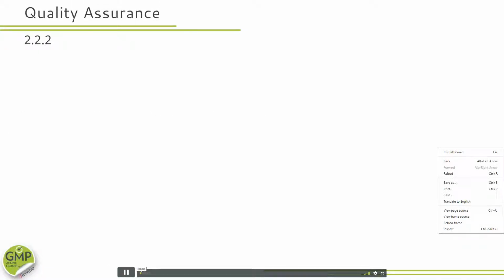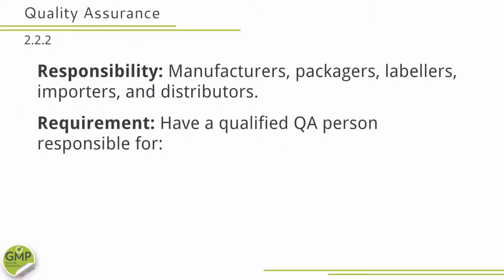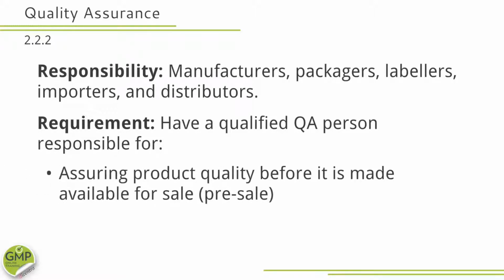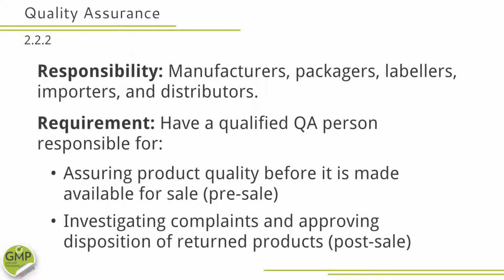2.2.2 Quality Assurance. Responsibility for complying with this section lies with manufacturers, packagers, labelers, importers, and distributors. The requirement is that you have a qualified QA person who's responsible for assuring product quality before it's made available for sale. That is a pre-sale responsibility. The QA person will also investigate complaints and approve disposition of returned products.